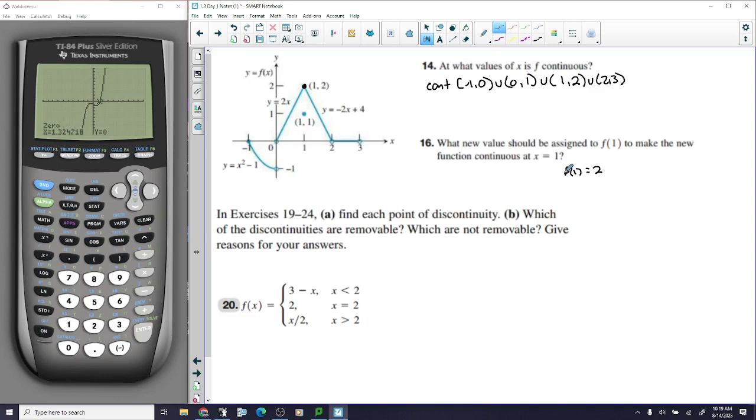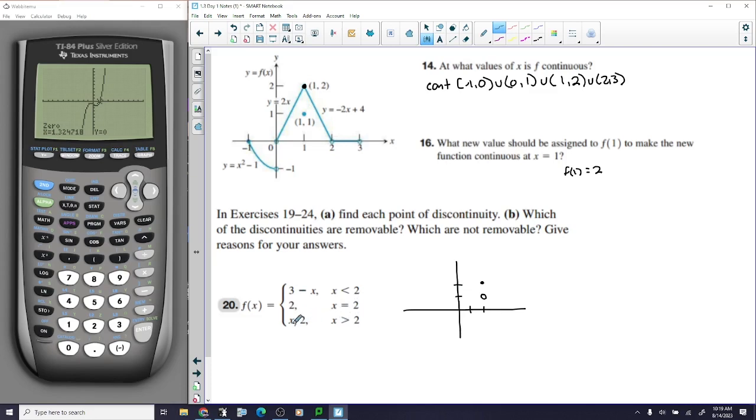In exercises 19 to 24, find each point of discontinuity. Which of the discontinuities are removable, which are not removable? Give reasons for your answer. All right, so if we plug 2 in here, we get 3 minus 2 is 1. So we'd have this point right here, and it's at the very least an open dot so far. F of 2 is 2.